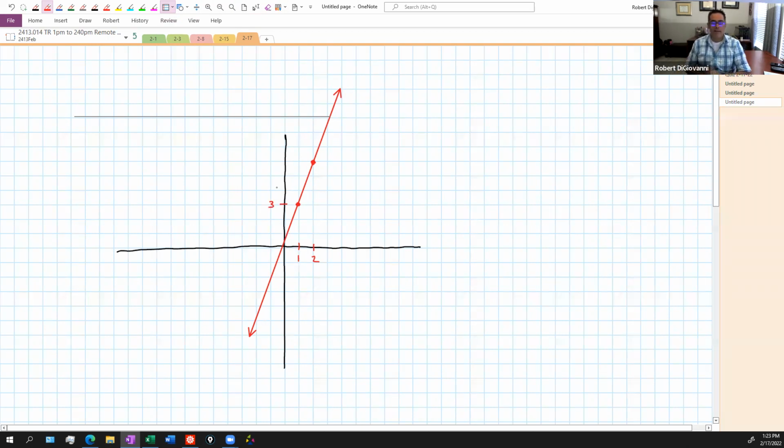All right, let's take a look at this function. This is the function f. I want us to sketch f prime of x, which means the derivative, right? That means the derivative of f. I want us to sketch it.